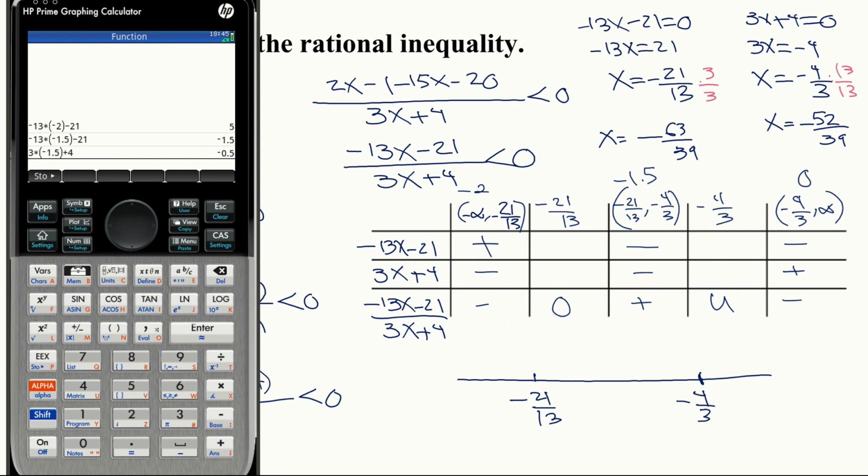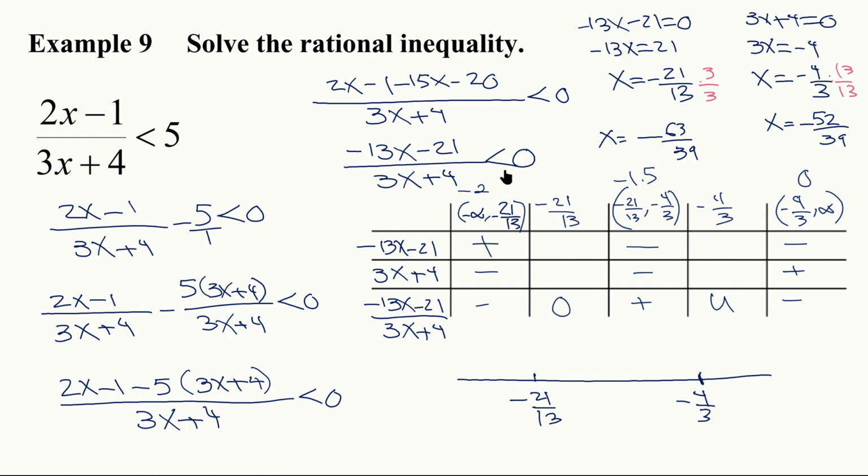Now, notice that we're looking for the places where this quotient is negative. So what are the regions of interest going to be? And it's strictly negative, right? Not less than or equal to 0. So we don't want even the 0 part, right? And we definitely don't want the undefined part. So the only regions of interest are going to be here and here, right? So we're going to be interested in numbers less than negative 21 over 13.